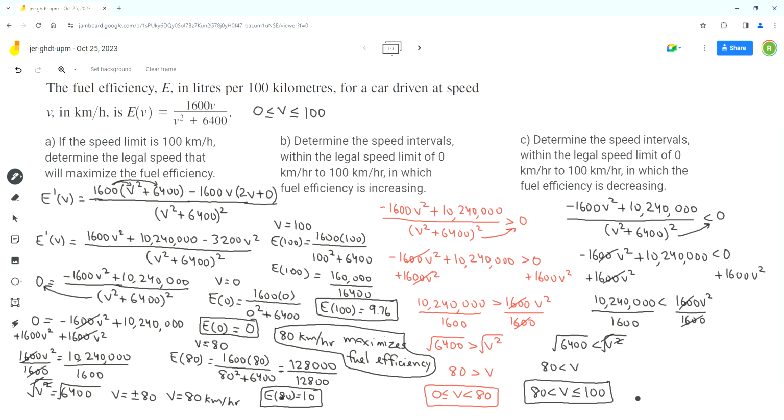So these are the steps you have to keep in mind to solve a problem like this one. To find the maximum fuel efficiency, we have to set the derivative equal to 0 and then solve for the value of V and then use the interval bounds, the upper limit and lower limit, to find at which V value the fuel efficiency is maximum. And for part B, we have to find the V values for which the slope of the tangent is positive. And for part C, we have to find the V values for which the slope of the tangent is negative. So these are the steps you have to keep in mind to solve this type of problem.